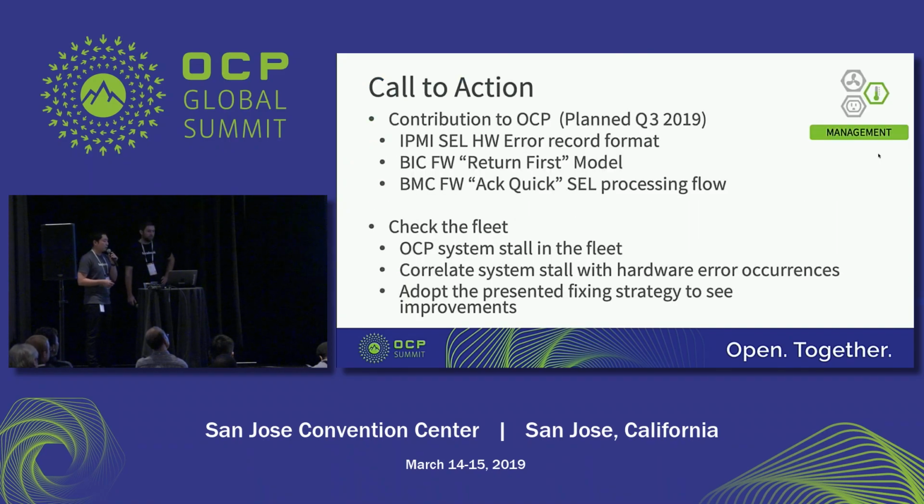The work to be contributed to OCP will include the IPMI SEL hardware error record format and the bridge IC firmware return-first model, plus the BMC firmware at quick SEL processing flow. We recommend to check the system store in your OCP platforms and identify the correlations between the system store against those hardware error occurrences, and adopt the firmware solution presented here to see improvements.